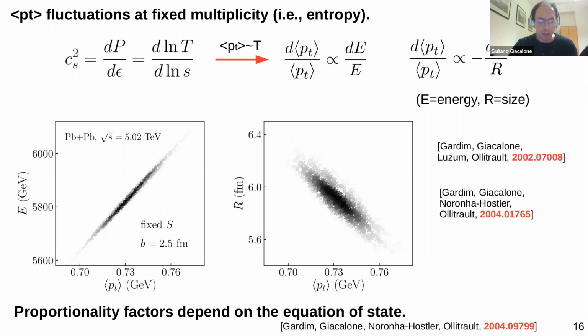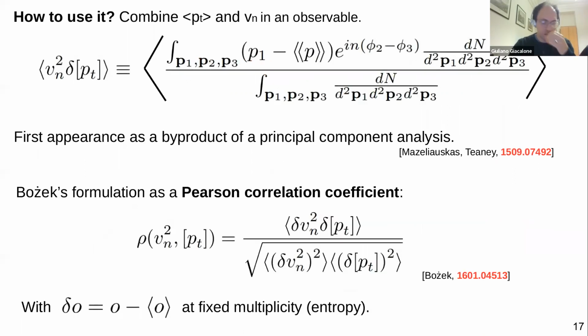Now, how do you use mean PT to create new probes of the initial state in the data? A very powerful thing, which we will now start to understand in more detail, is combining mean PT, this measure of the volume, with VN, the anisotropy. The observable is a covariance, which would be measured as a three-particle correlation experimentally, correlating V2 and the average transverse momentum. It's something which has not been considered for many years. It actually appeared in this paper first as a byproduct of the analysis they were doing. There were not really predictions for this. Then it was written down in terms of a very straightforward thing that you would measure in experiments, a real multi-particle correlation observable, the way it would be measured experimentally, by Piotr Bozek.